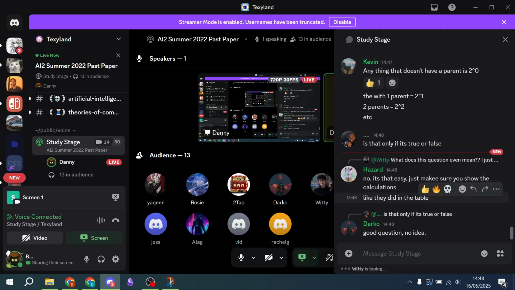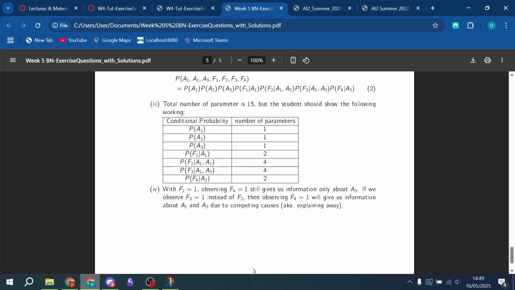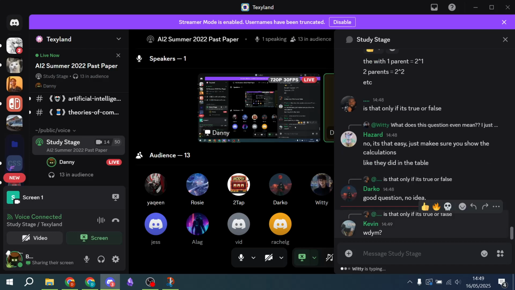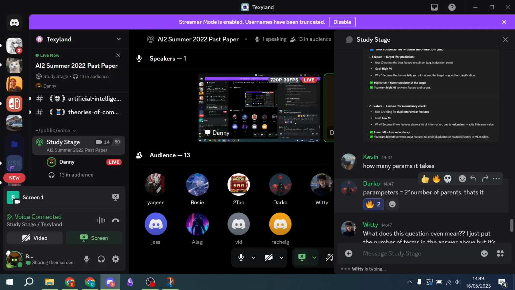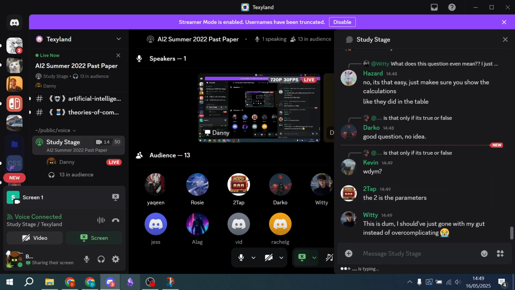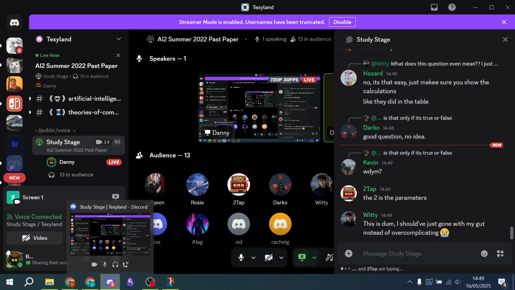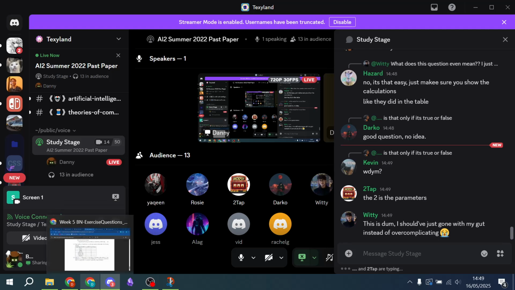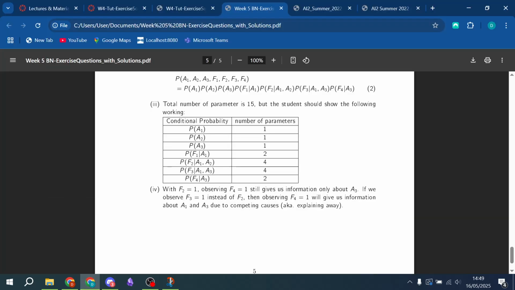Yeah, I think that literally what Hazard's saying, you just show the working and you get 5 marks. But the key is just knowing the number of parameters. Okay, I'll definitely remember this. 2 to the power of the number of parents. That's actually so much easier.